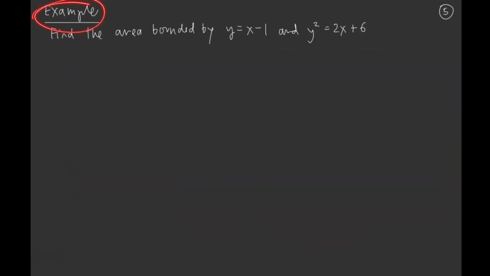So this next example is going to introduce something new where we will need a new technique. Find the area bounded by y equals x minus 1 and y squared equals 2x plus 6. So after we get kind of situated with this problem, we'll see that we'll benefit from a different approach. So we'll need a new technique here.